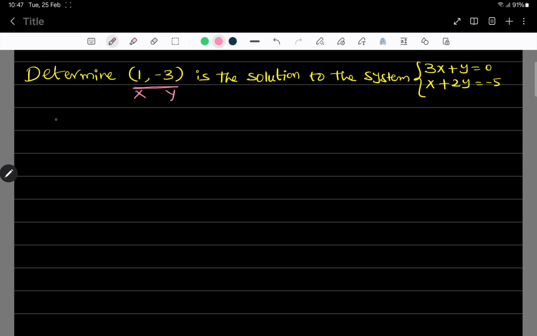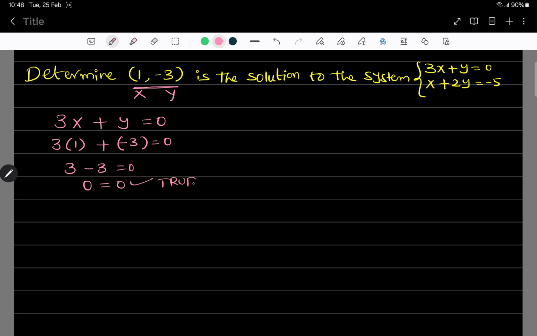Now first take the first equation, 3x plus y equal to 0. In this equation use x is equal to 1 and y is equal to minus 3. In place of x use 1, in place of y use minus 3. Now 3 multiply 1 is 3, plus 1 into minus 3 is minus 3. So 3 minus 3 is 0. So 0 is equal to 0. Yes, this is true.